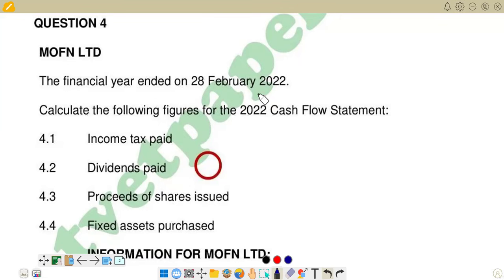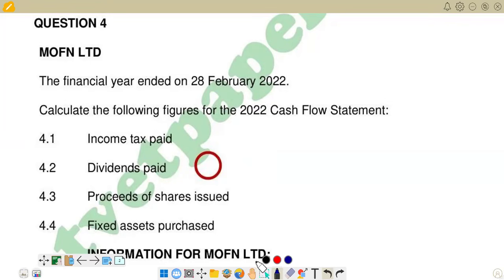Today we want to look at a question from November 2023, question 4 on the cash flow statement. So we're going to start on 4.1. The question reads, the financial year ended on 28 February 2022. Calculate the following figures for the 2022 cash flow statement. 4.1 is income tax paid, 4.2 dividends paid, then 4.3 proceeds of shares issued, 4.4 fixed assets purchased.